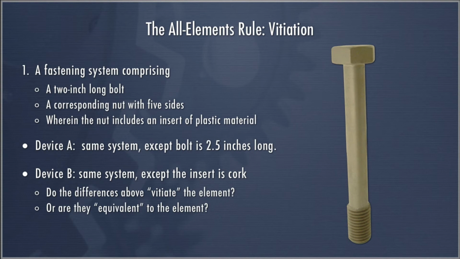I think, on the other hand, that plastic versus cork in this context of an insert used to maintain fastening of a nut is almost certainly going to be a jury question. I don't know whether it's equivalent or not. That's a jury question. You'd get your experts in to talk about function, way, and result of the plastic and the cork, but it's at least a jury question. And so I think it's interesting to think about how different kinds of claim elements can play out quite differently with respect to the all elements rule and the vitiation theory. And so I wanted to flag that for you.